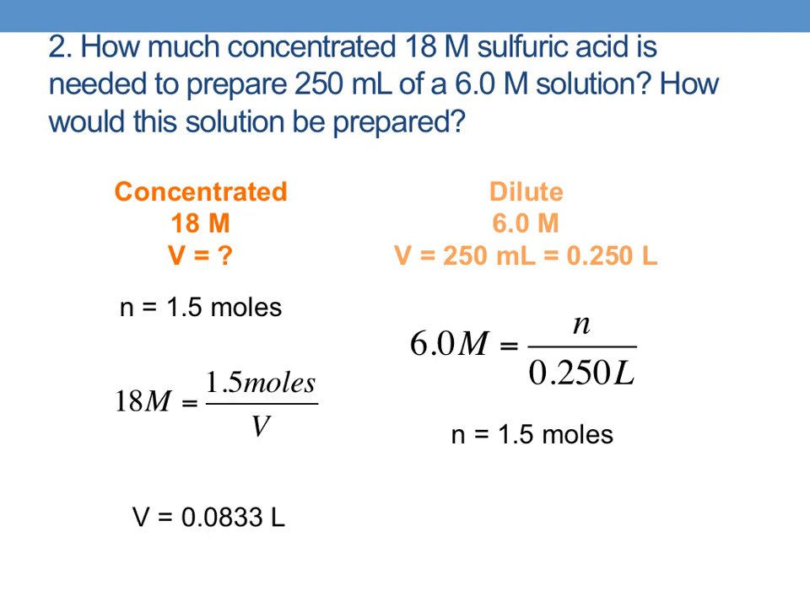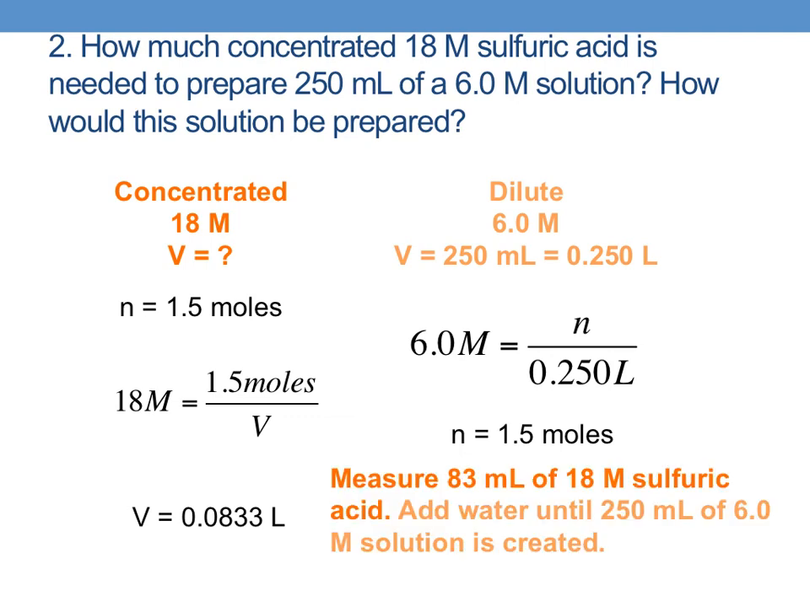Once I have the volume, I then want to know how this solution would be prepared. So I would measure out 83 milliliters of our 18 molar sulfuric acid, and then I would add water until 250 milliliters of solution is created. And here I changed my volume measurement to milliliters instead of liters. You could have kept it as liters, that's fine. However, I rounded it to 2 sig figs because everywhere in the problem is 2 sig figs.